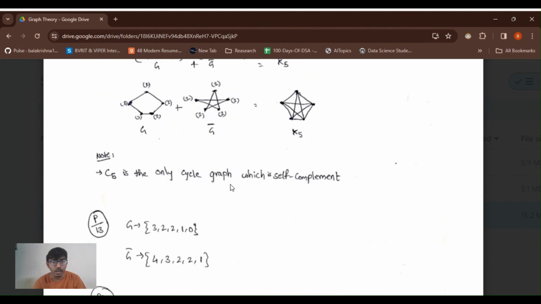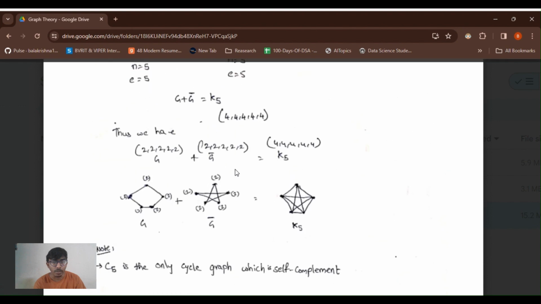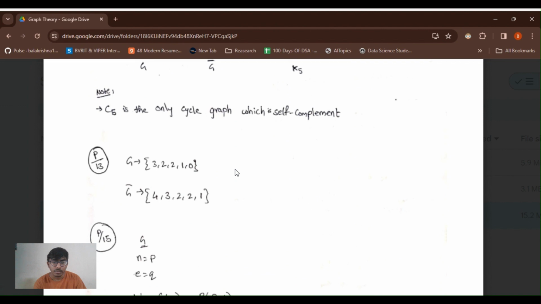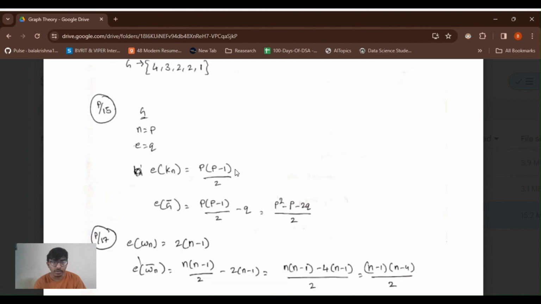C5 is the only cycle graph which is self-complement. C5 means... I think it is a complete graph, I think.